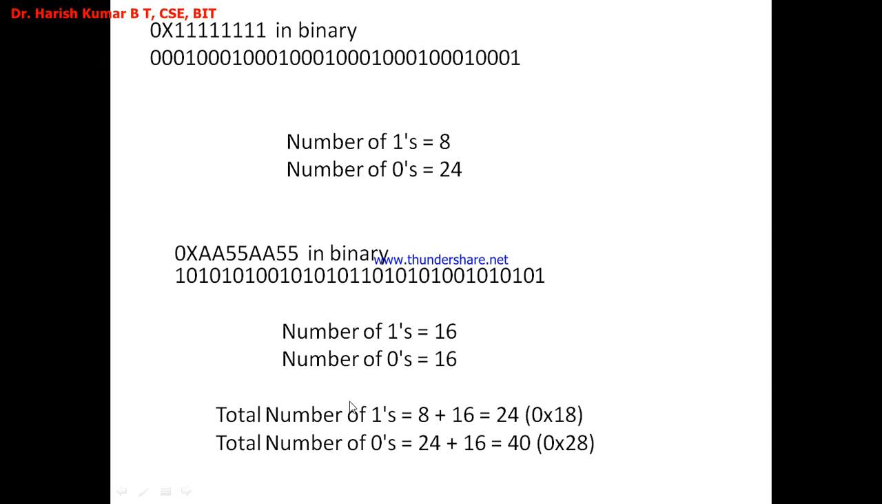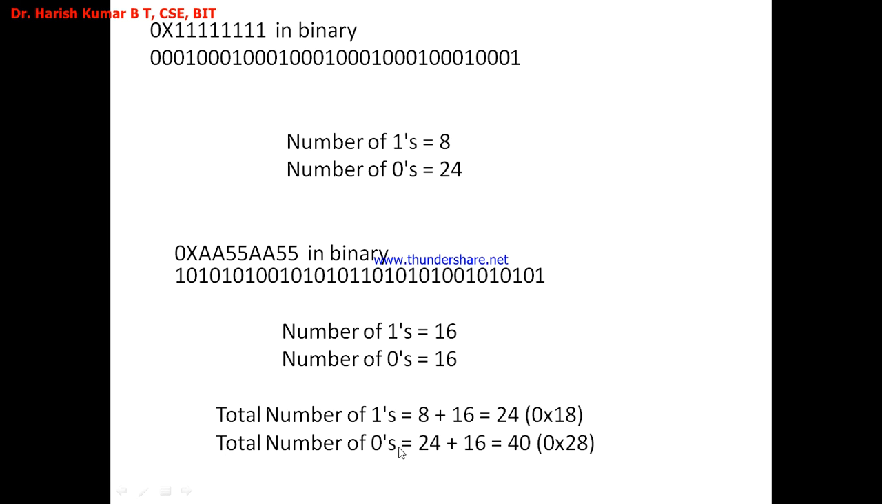Now the program which you write should count the total number of zeros in the first number, and the total number of zeros in the second number. When I take the total number of ones in these two, in the first number I have 8 ones, in the second number I have 16 ones. 8 plus 16 is 24, and the hexadecimal equivalent for that is 18.